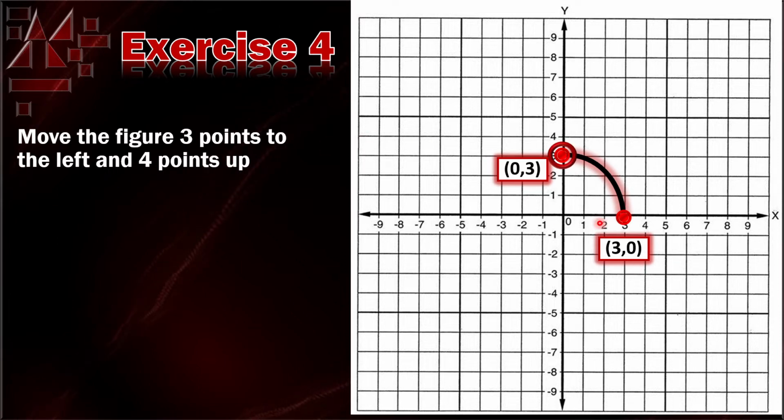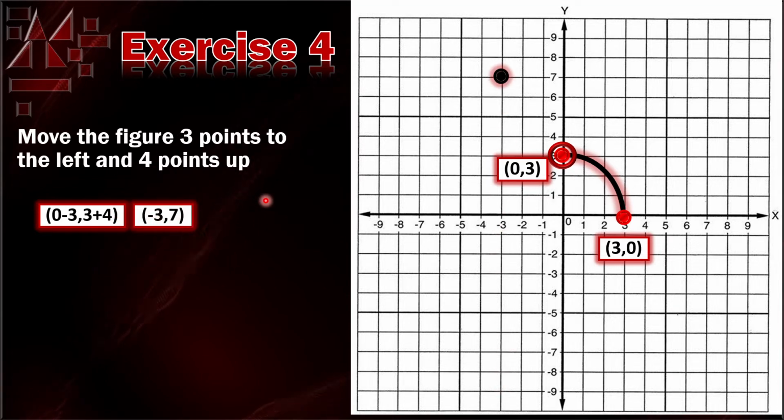Okay, we'll start by this point, 0 and 3. So we have 0 minus 3 to move it 3 points left, and 3 plus 4 to move 4 points up. So the new point will be negative 3 and 7. So the new point will be here.